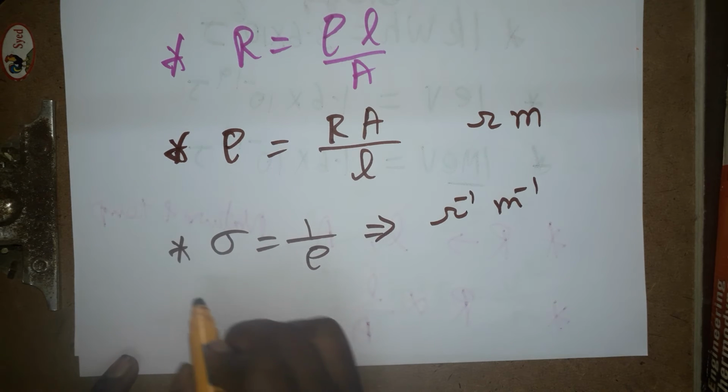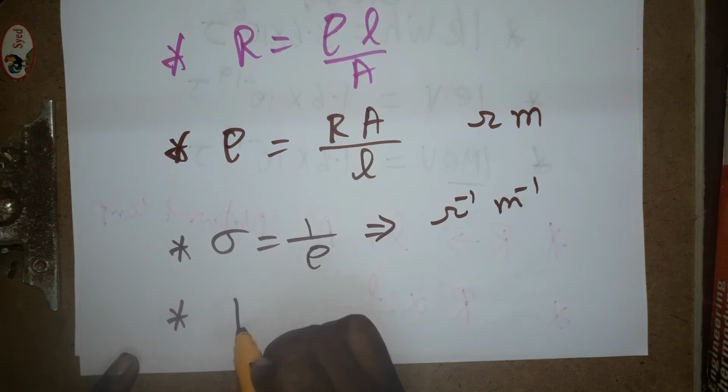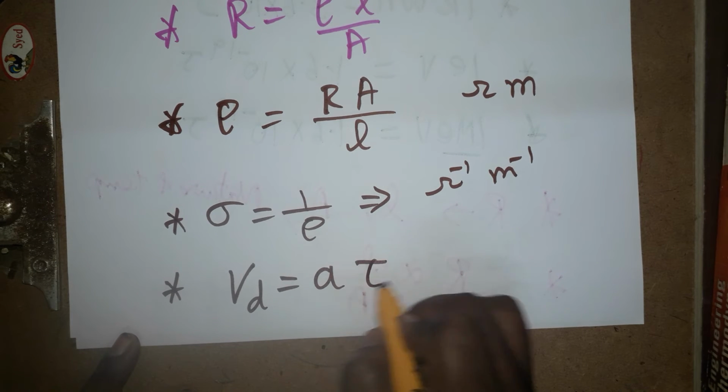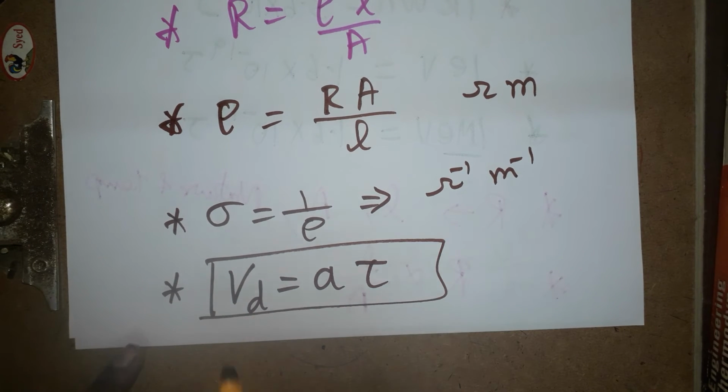Okay, the next formula is the relation between drift velocity and relaxation time. Drift velocity is equal to a torque. What is drift velocity? The average velocity between two successive collisions. The average time is called relaxation time. The mean free path is the average distance between two successive collisions.